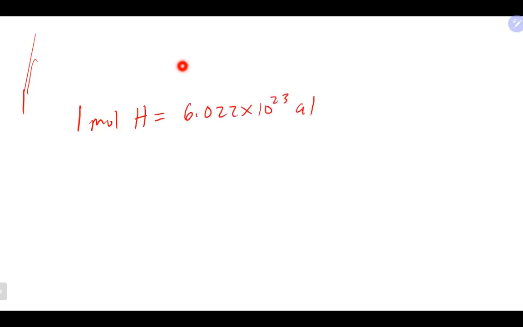The relationship between Avogadro's number and moles is, for example, 1 mole of, say, hydrogen is equal to 6.022 times 10 to the 23 atoms of hydrogen. You can write 2 conversion factors for it, 1 mole over Avogadro's number.